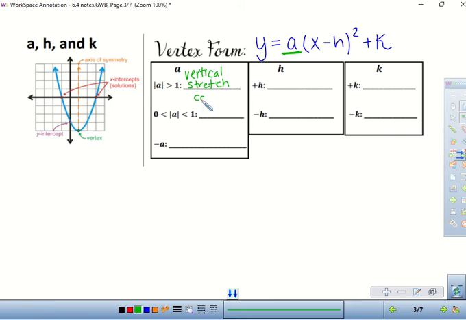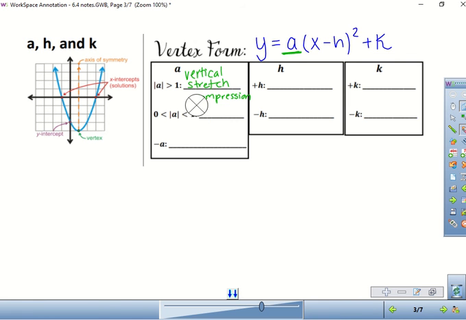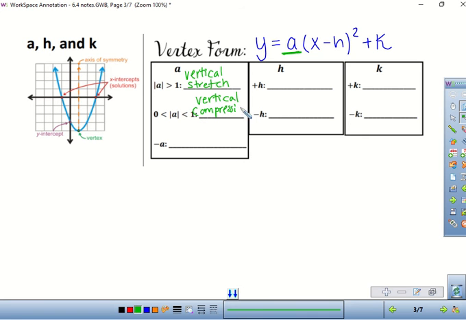Compression. Yeah, vertical compression. I should write vertical on top. Yes, because otherwise the compression doesn't mean anything if we don't know what direction. Vertical compression.